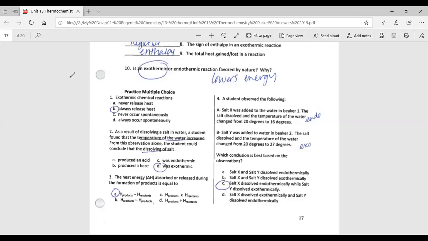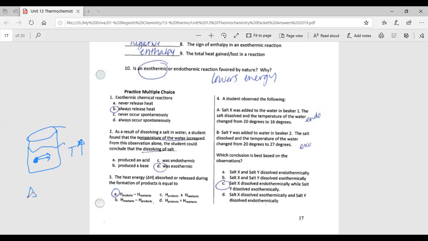Okay, so question one should be an easy one. Exothermic reactions always release heat. Question two, these questions are always hard for people. As a result of dissolving a salt in water in a beaker, the temperature of the water went up. Because the temperature went up, the water had to be getting heat from something. So the salt was releasing energy, meaning it was exothermic. So dissolving of the salt is exothermic.